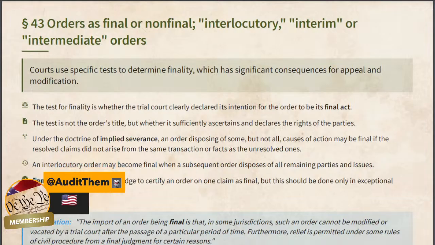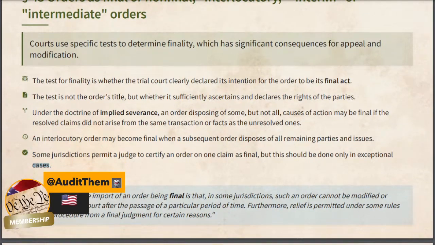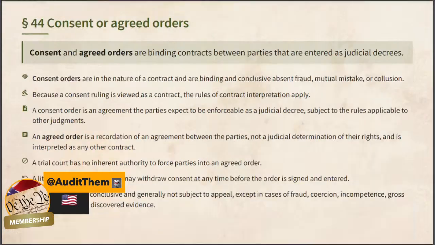Some jurisdictions permit a judge to certify an order on one claim as final, but this should be done only in exceptional cases. So here's an observation. The import of an order being final is that in some jurisdictions, such an order cannot be modified or vacated by a trial court after passage of a particular period of time. Furthermore, relief is permitted under some rules of civil procedure from a final judgment for certain reasons. So check your jurisdiction. Let's move on.